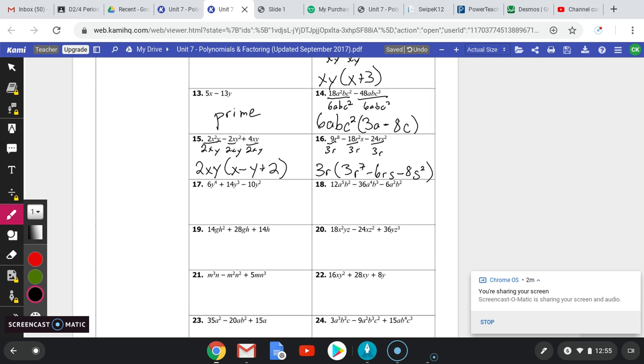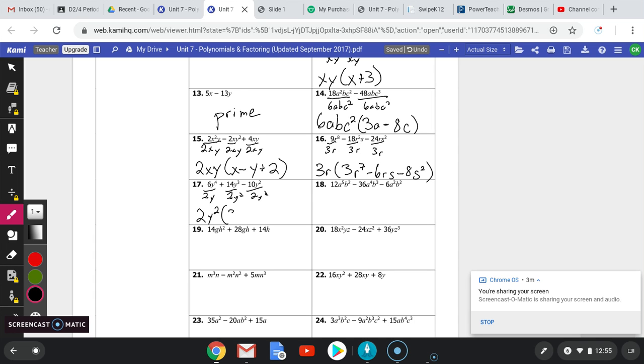How about number 17? Again, we got 6, 14, and 10. The biggest number that can go evenly into all 3 is 2. I have a y to the 4th, y cubed, and y squared, so the lowest exponent is y squared. So 2y squared, I'm dividing everything by.